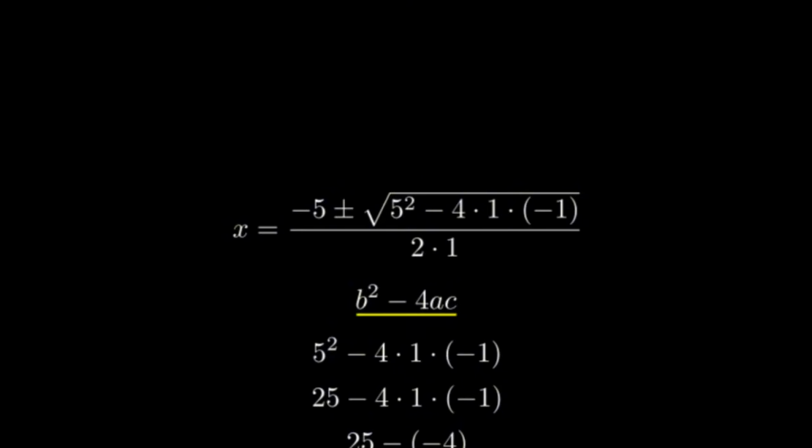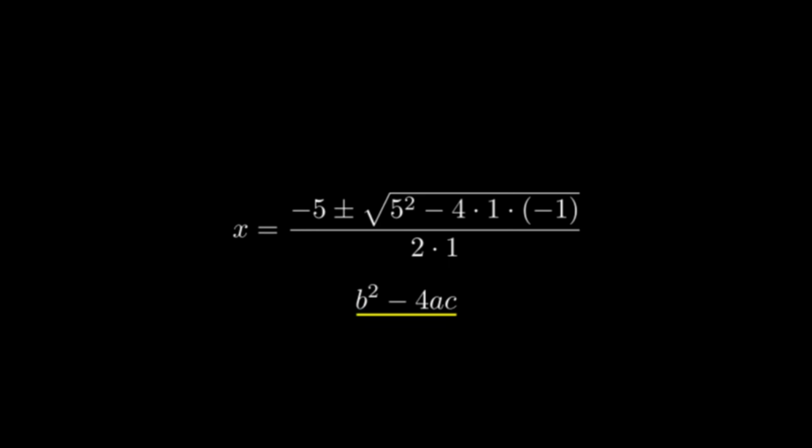Now we need to subtract negative 4 from 25. Remember that subtracting a negative number is the same as adding its positive value, so 25 minus negative 4 becomes 25 plus 4. Adding 25 and 4 gives us 29 as our final discriminant value. This is the number that will determine how many real solutions our quadratic equation has.